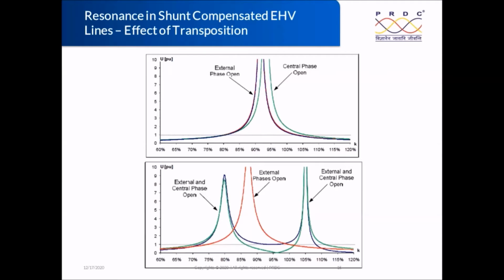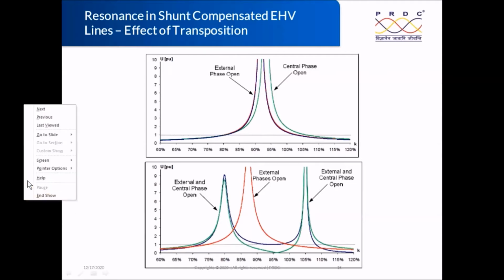The next, installation of a neutral reactor also has a very high impact. It can detune completely. Suppose you have some resonance at one point, adding this neutral reactor can detune it, so that you will not have any overvoltages.